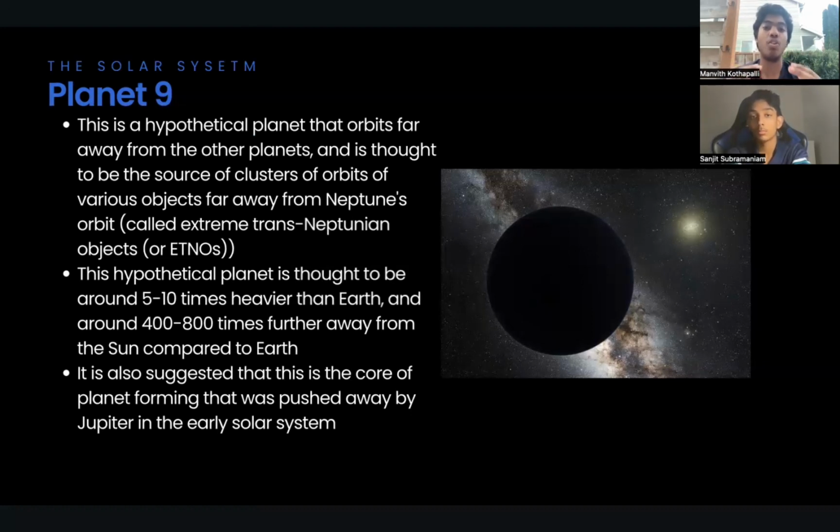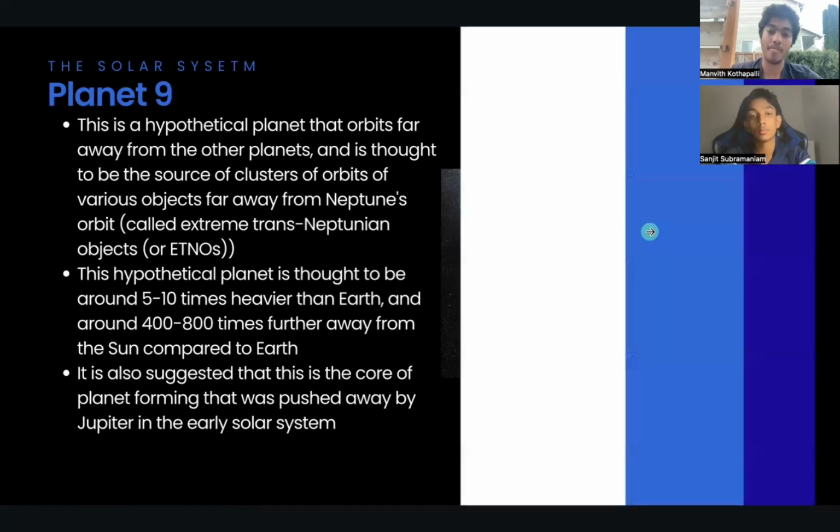It is also suggested that this is the core of a planet forming that was pushed away by Jupiter near the start of the solar system. There are other ideas that the planet was a rogue planet captured from another solar system, or was formed closer and pulled further away by another planet. But this planet is not the same as Planet X, which you may have heard of, as this is a disproved hypothetical planet that would have changed the orbits of Uranus and Neptune if it existed. Now, Sanjay will be talking about comets and their formation.